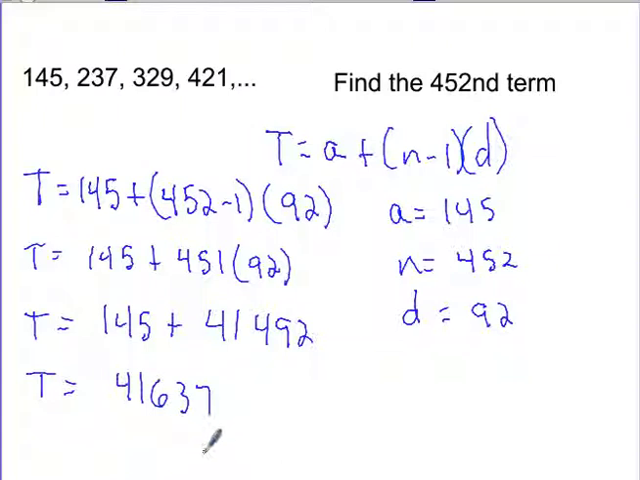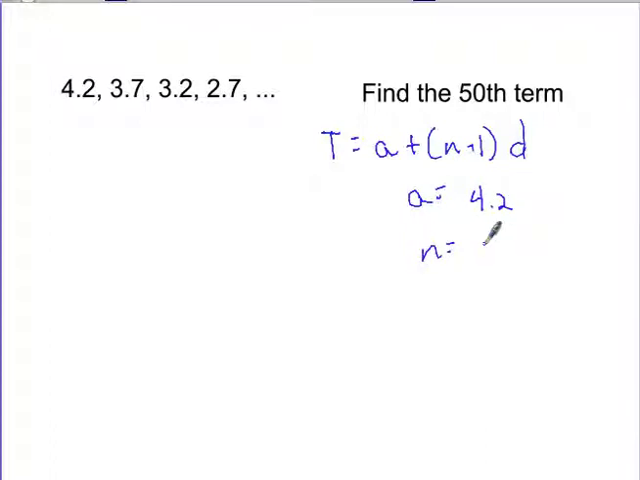All right. Now, last example. Is it going to work, do you suppose, with decimals in descending order? Yes. Of course it is. No, it doesn't. You're hoping it doesn't, right? All right. T equals A plus n minus 1 times D. All right. So A is 4.2. N is 50 and D is negative 0.5.